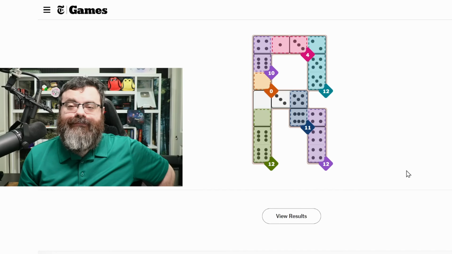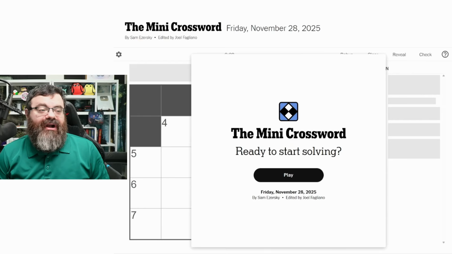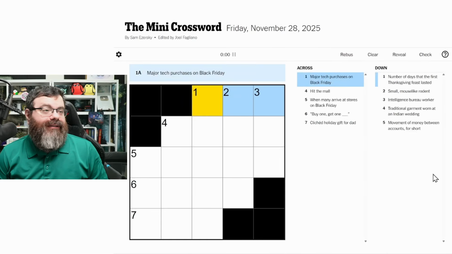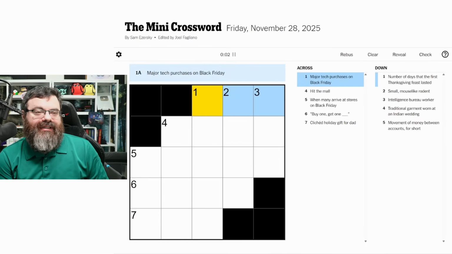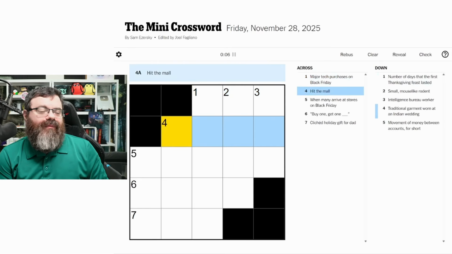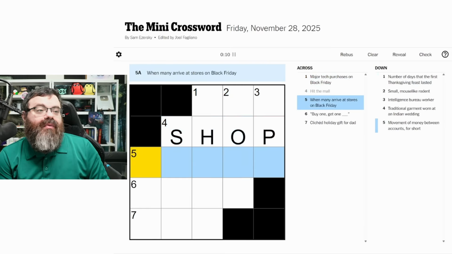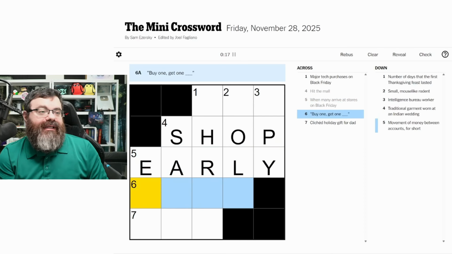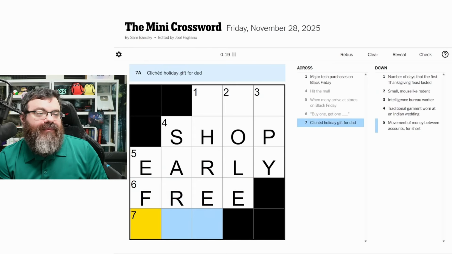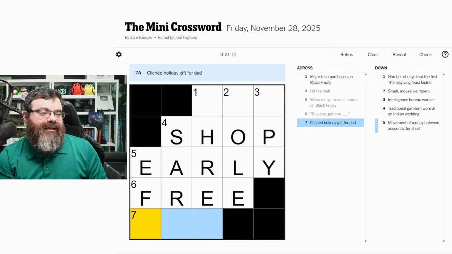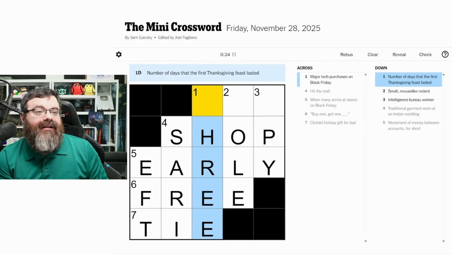Well, how'd you do? Hello, let's do the mini crossword for Friday, November 28th. Let's play. Major tech purchases on Black Friday. I don't know what they want there. Hit the mall. Shop. When many arrive at stores on Black Friday. Morning. Early. Buy one, get one free. I'm noticing a theme. Cliched holiday gift for dad. A tie, perhaps? Number of days that the first Thanksgiving feast lasted.